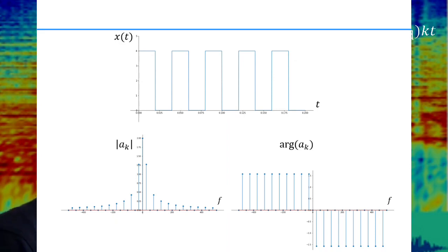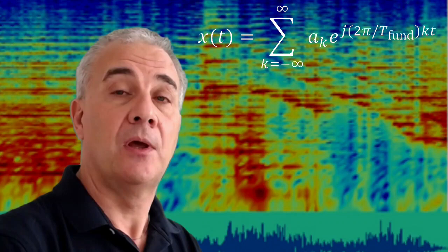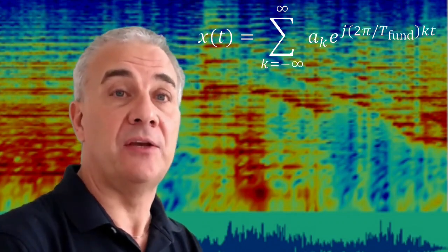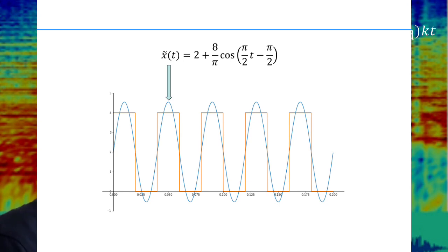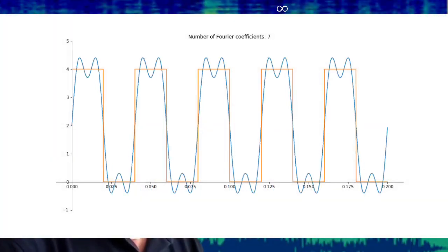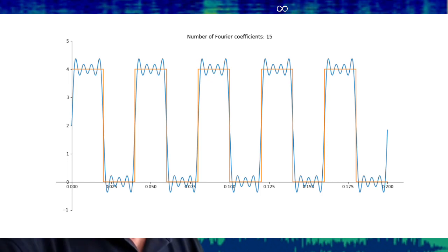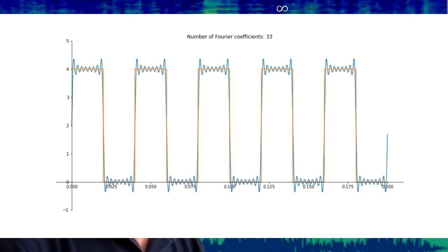It is interesting to see what happens if we manipulate the coefficients of the Fourier series. For instance, if we keep only A0, A1 and A-1, this is the expression and the waveform that we get, which is like an approximation to the original one. If we use more of the Fourier coefficients, we get a better approximation of the original waveform. Of course, to go back to the original, we need all of the Fourier coefficients.